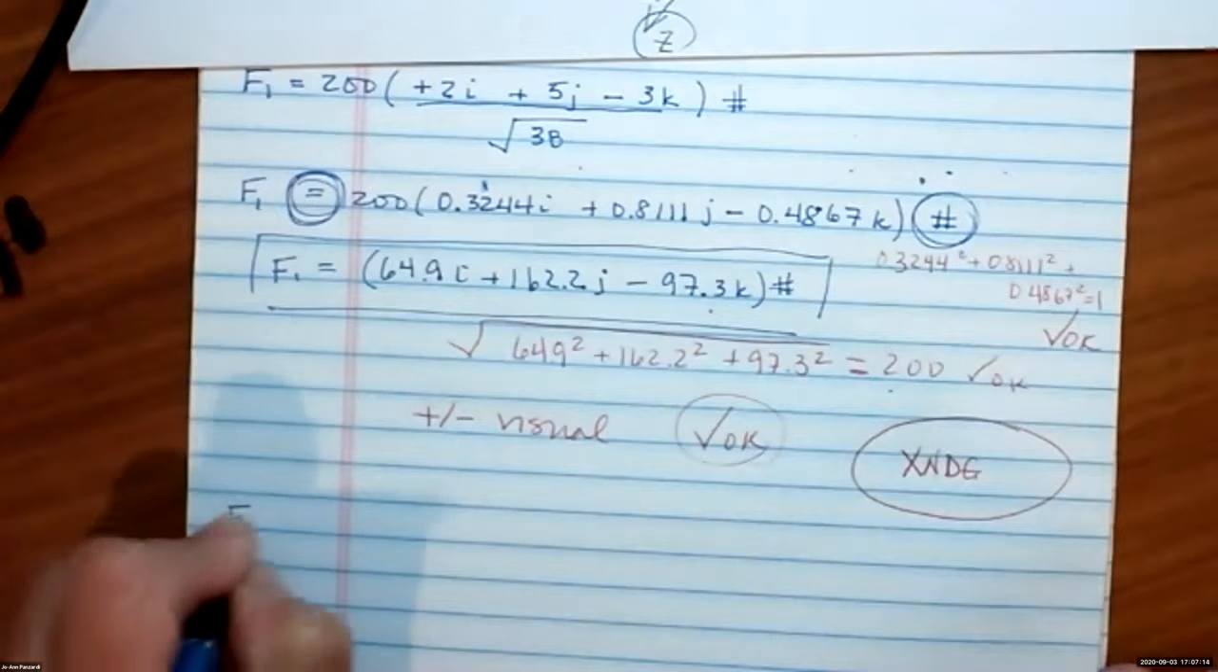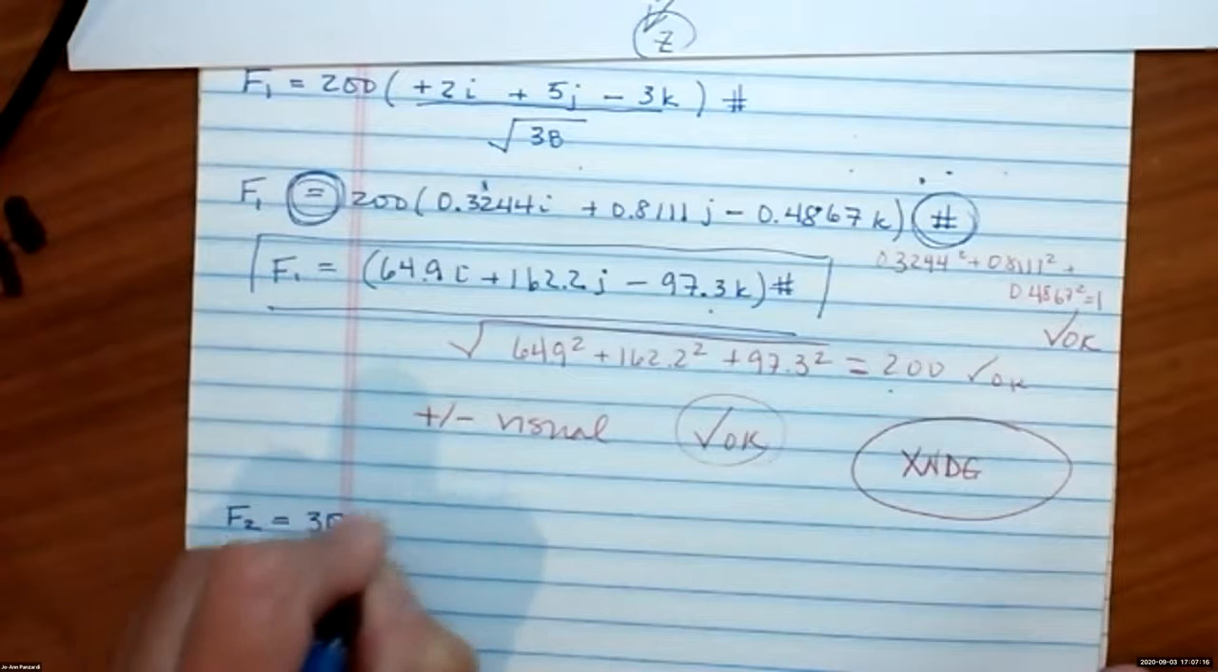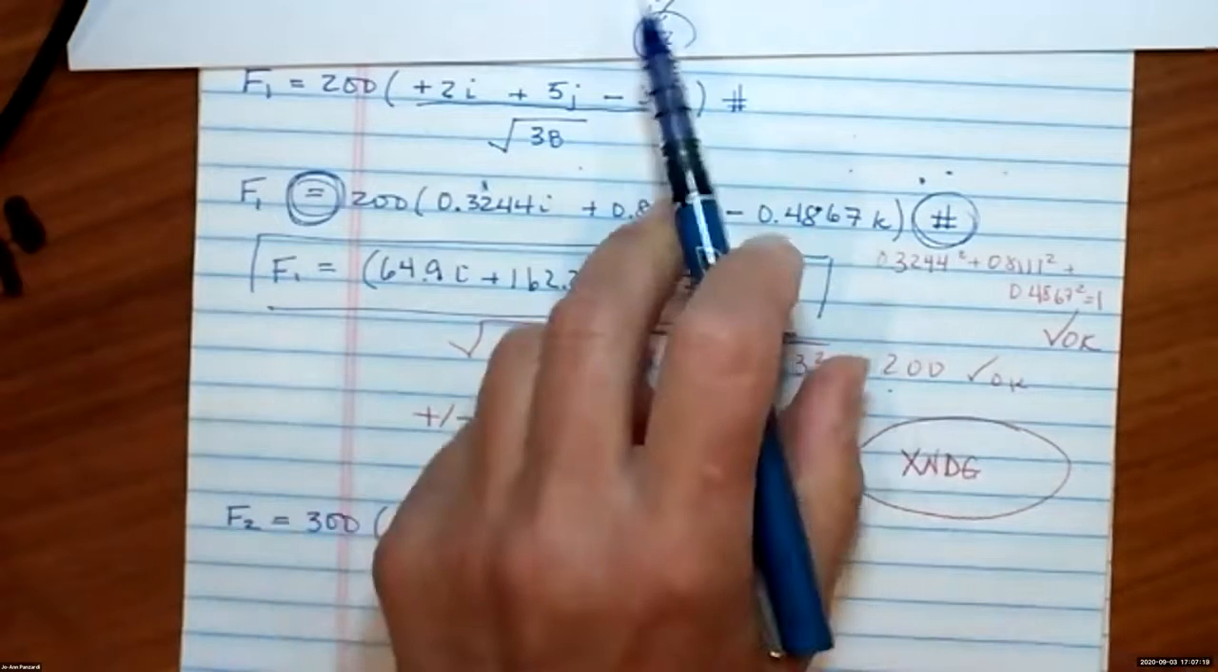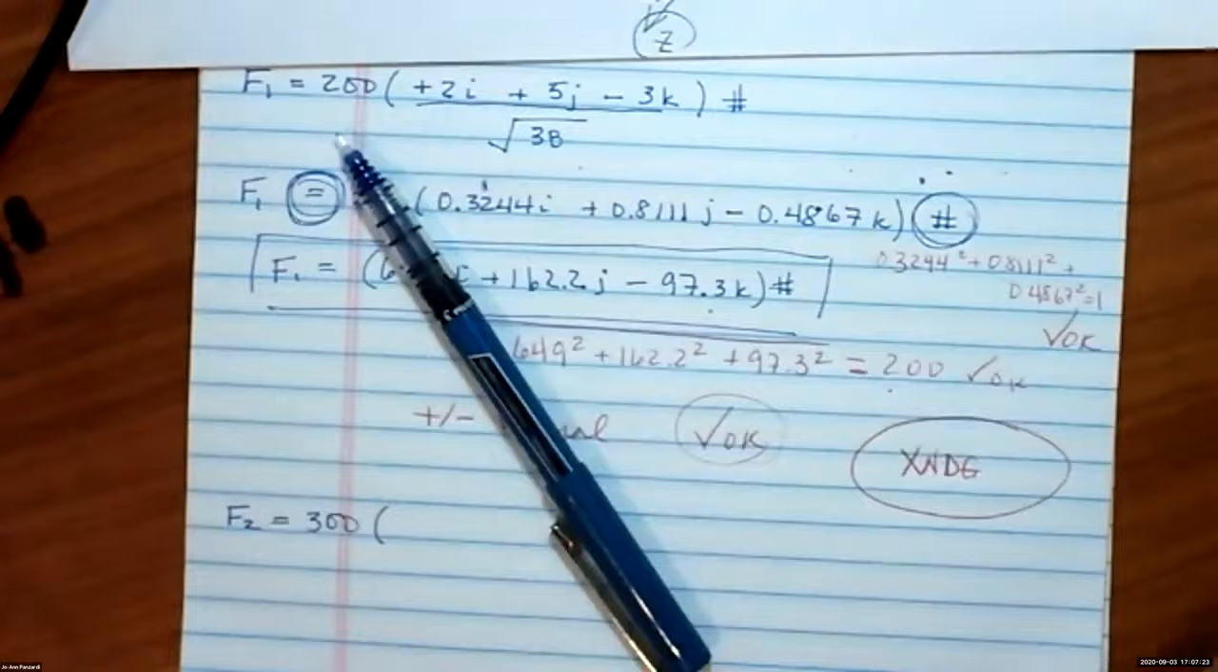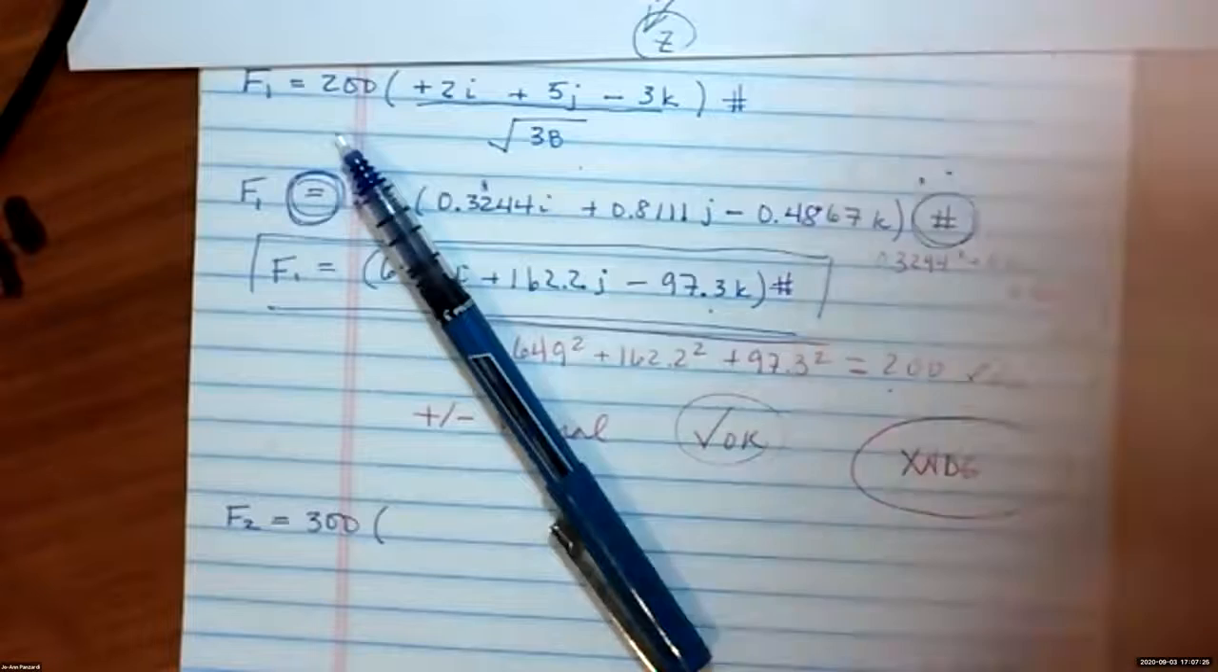Now I'm going to do the same thing for F2. So F2 is equal to 300 times. Now we're looking at an angle problem. I want to stop sharing for a minute. No, I'm not sharing, I just don't have me on the screen. I want to be on the screen.